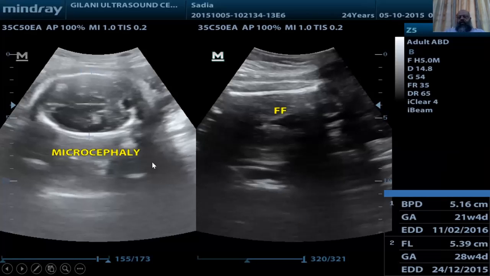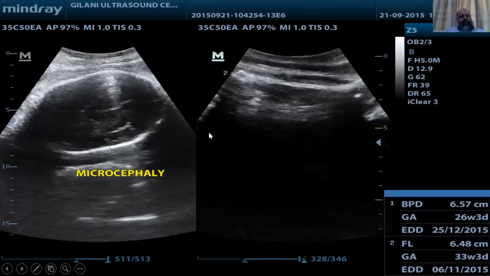Another microcephalic in which the gestational age by BPD is 21 weeks 4 days. Femur length is 28 weeks. So about 7 weeks difference. Very small head. 26 weeks BPD, 33 weeks femur length.